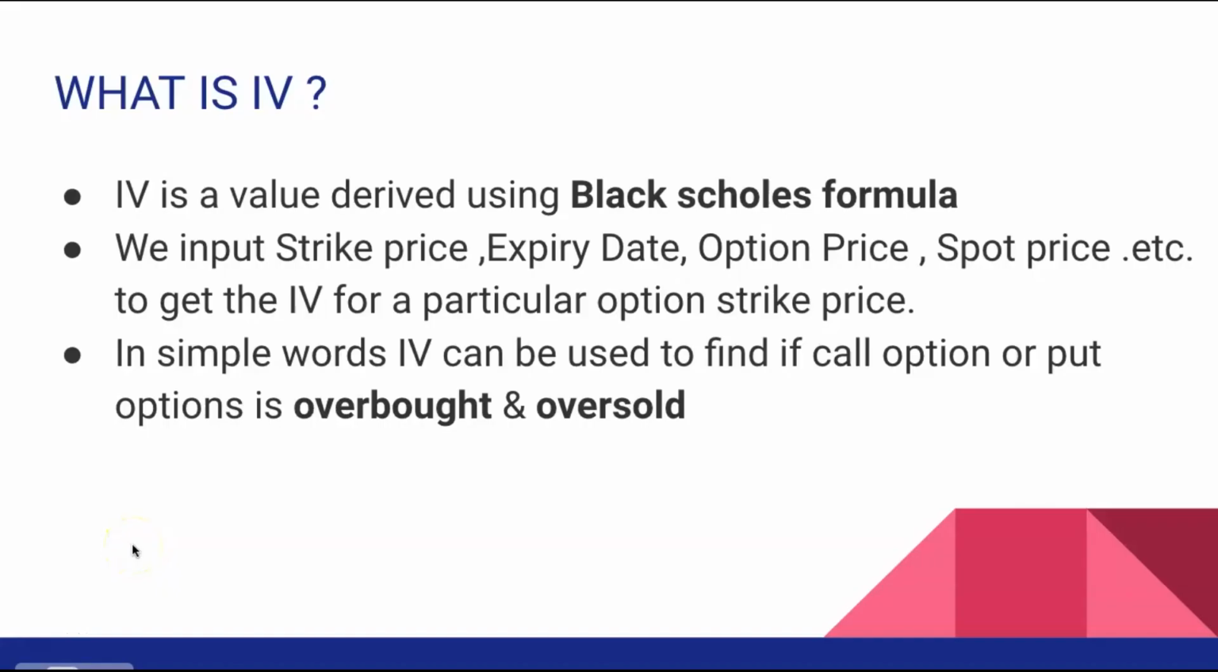So now I will give the basic explanation for the IV. IV is actually derived from the Black-Scholes formula. If we input strike price, expiry date, option price, spot price, interest rate, etc., we get the IV for the particular option strike price. If you do not want all those complex terms, just think of the IV as some value which will tell us if the call option or put option is overbought or oversold.